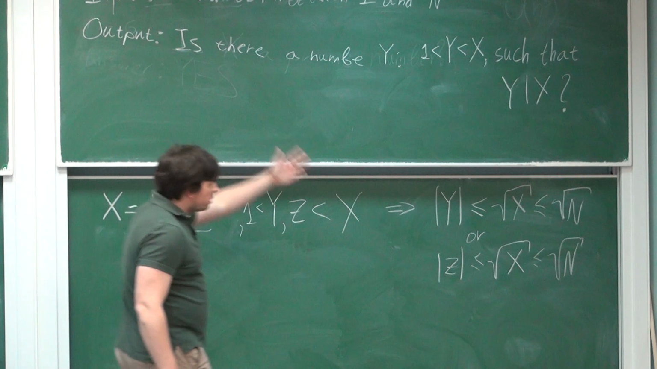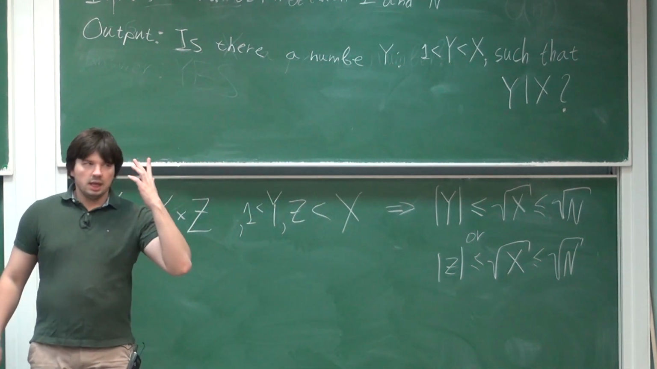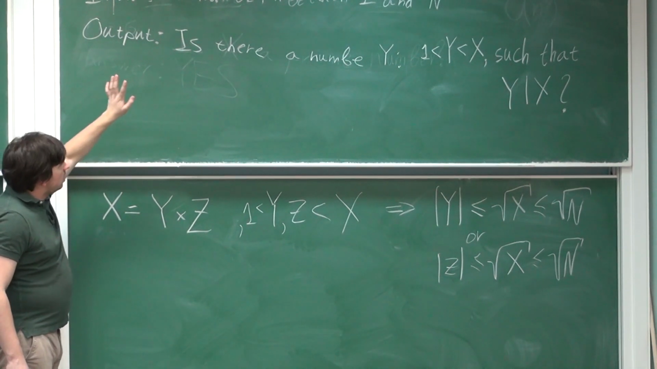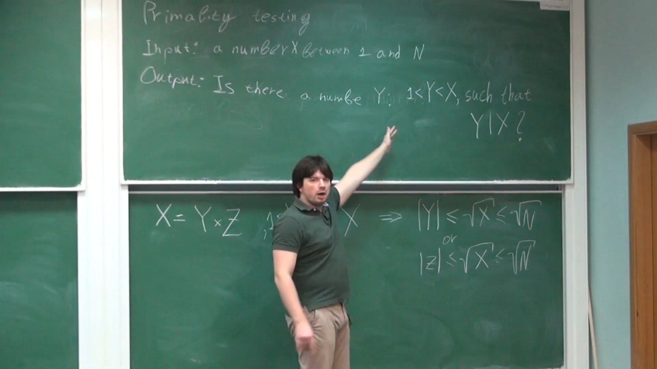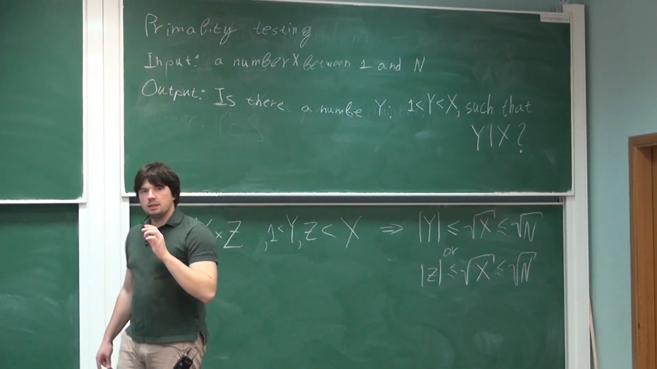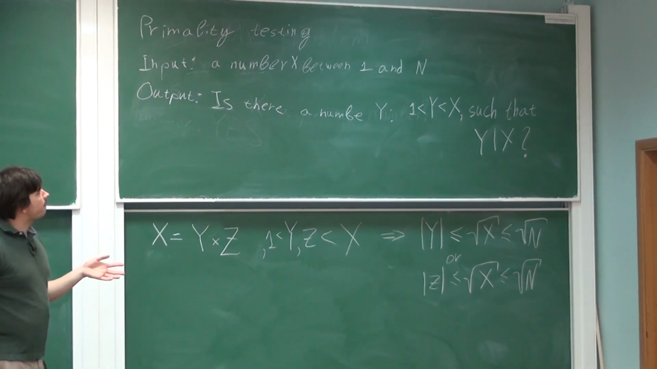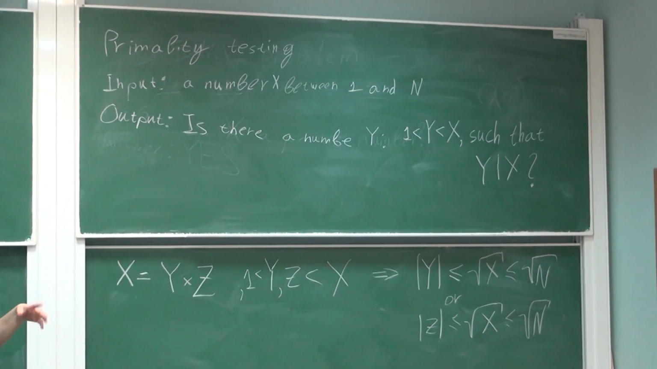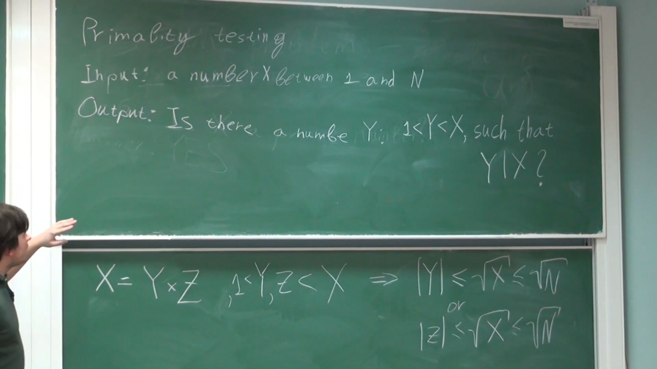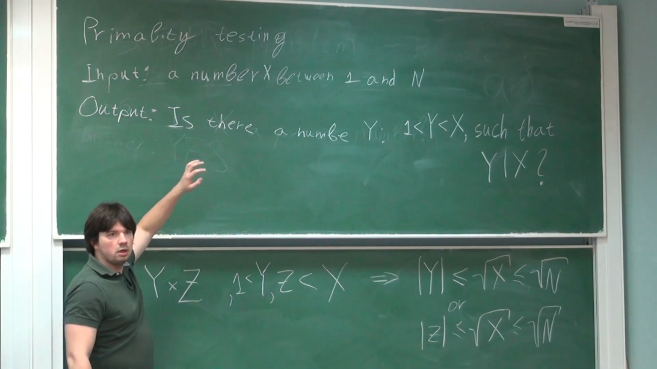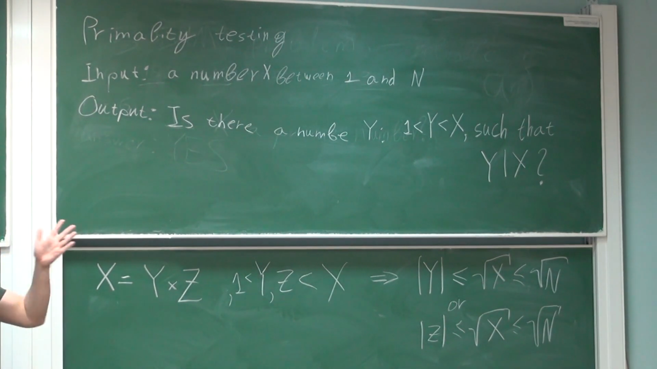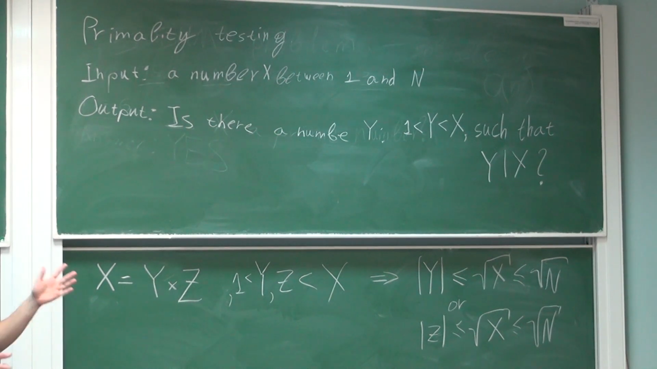So that means that one of them is no more than square root of n. That means that in our algorithm we can focus on only finding y that is less or equal to a square root of n, or square root of x if it matters, right? So while we're still asking the same question, we can just reduce the search space from all the numbers from 1 to n to all the numbers from 1 to square root of n.